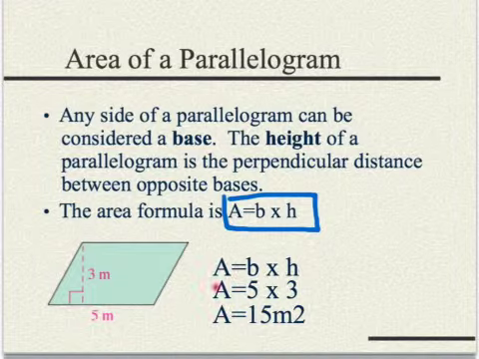After they figured it out, this is area is base times height. Area is equal to 5 times 3. Area is equal to 15 square meters. It really should look like this with that as an exponent.